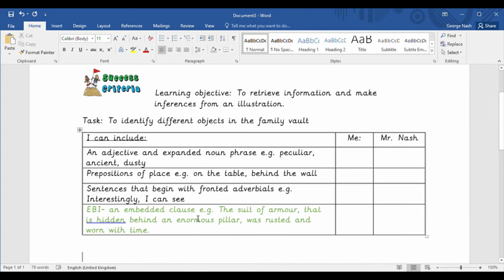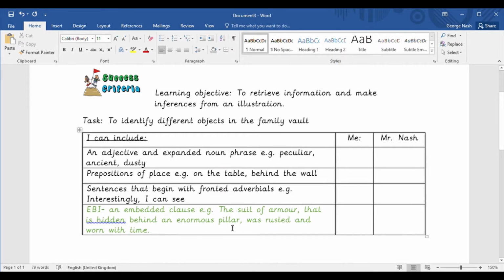If you don't know what that is and it sounds a bit scary, don't worry. It is quite simple. You're just using commas and you're including a middle clause, not Santa Claus, but a clause that adds some extra information. Or you can use parenthesis, it's up to you. The suit of armour that is hidden behind an enormous pillar was rusted and worn with time.